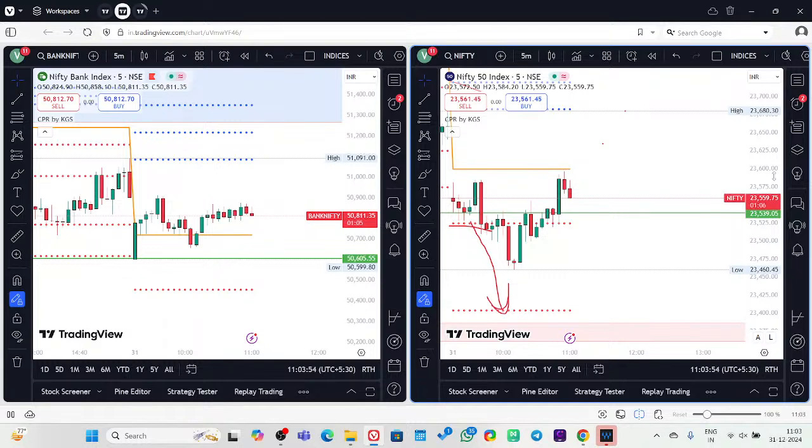When a hike happens, what happens? That is a negative impact for global markets as well as Indian markets. So there is going to be a fall most of the time. If the Fed interest rate hike happens, it means there is a fall in the market. If there is an interest rate cut, it means there is some good movement in the market.